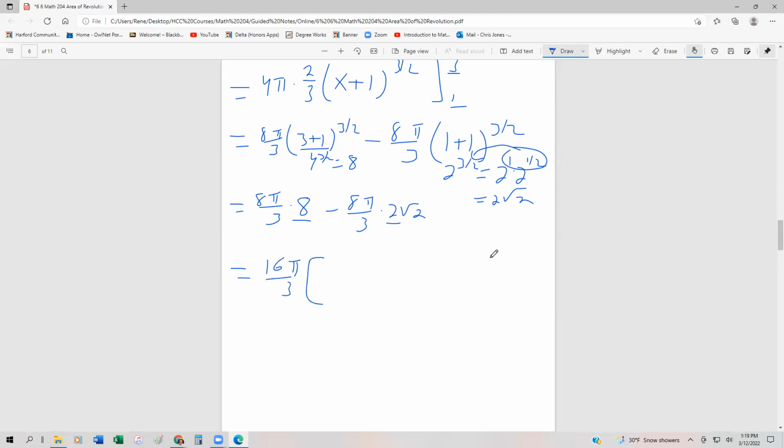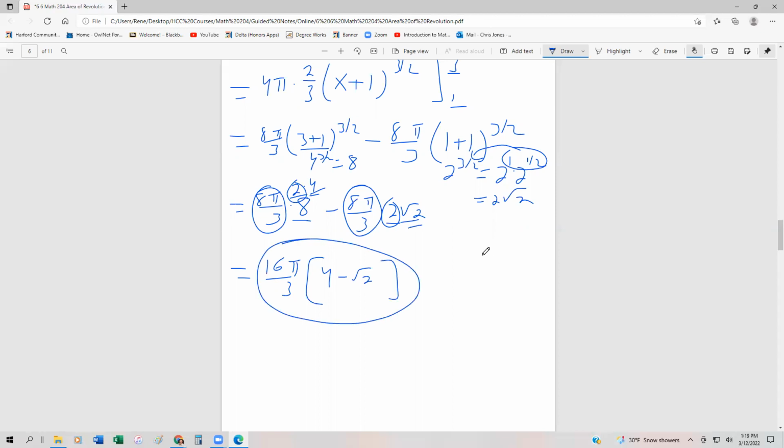And remember, 8 is the same thing as 2 times 4. So I'm factoring this 2, and I'm factoring this 8 pi thirds. And what I'm left with is 4 minus root 2. And that's the most simplistic but exact answer that I believe we can get out of this.